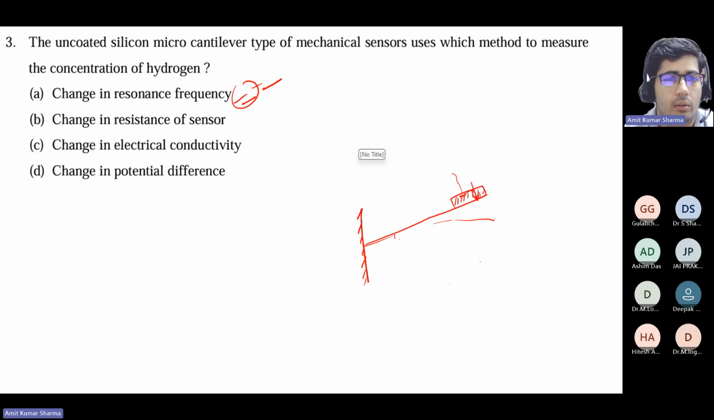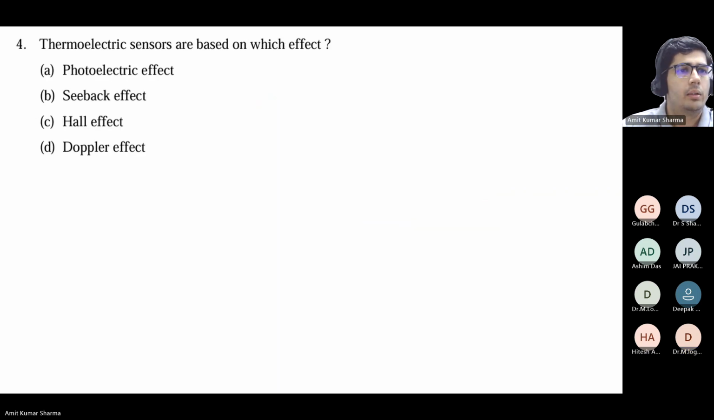The answer is option A. Thermoelectric sensors are based on which effect? Photoelectric, Seebeck, Hall effect, Doppler effect. Option B, Seebeck effect. Okay, Jayaprakash, we have an answer, option B.